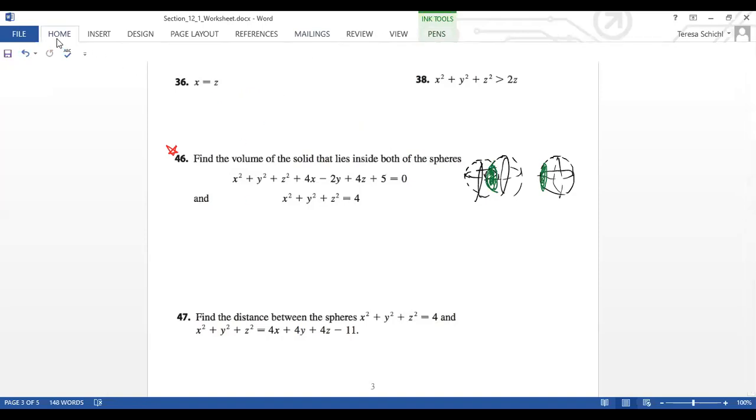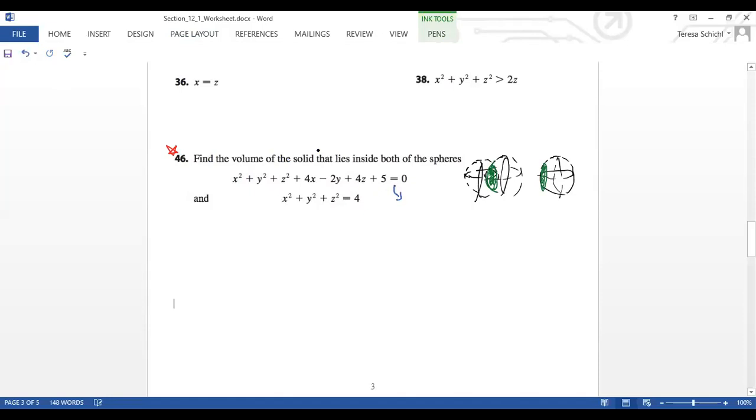Okay, so how do we do this problem? Like I said, this is probably the hardest one in the whole worksheet. That's why I want to work this problem, so you guys can do it. For the first sphere, I will assume you know how to change it to the sphere formula by completing the square, so I'm not going to go into the detail. It will be (x+2)^2 + (y-1)^2 + (z+2)^2 = 4, so the radius equals 2. The other one is already in sphere form, so its radius is also 2.